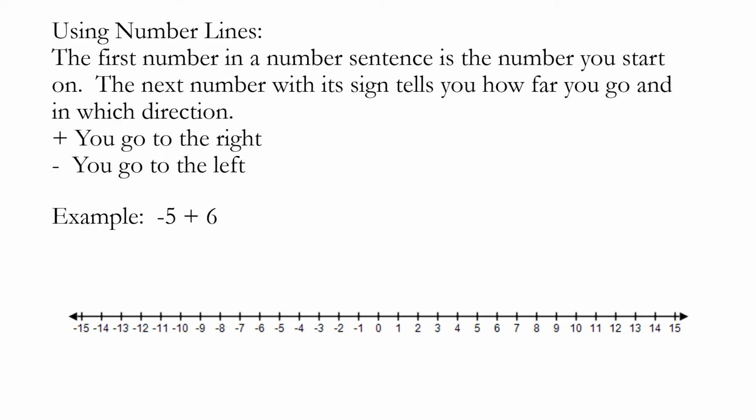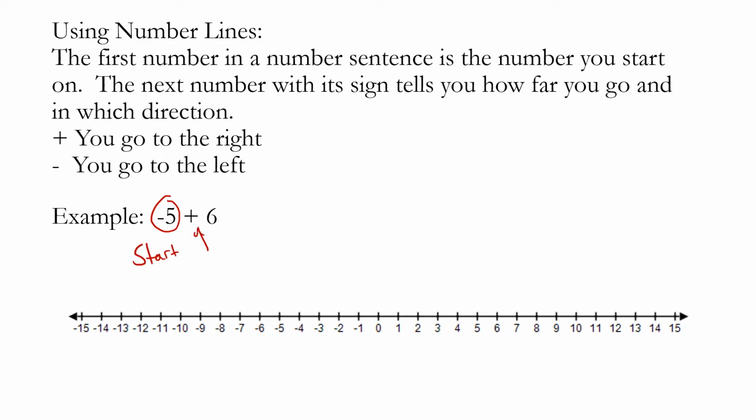Let's take a look. Using number lines, the first number in a number sentence is the number you start on, and the next number with its sign tells you how far you're going and in which direction. A positive sign or a plus sign means you're going to the right, and a negative sign means you're going to the left. In this case, I am starting on -5.